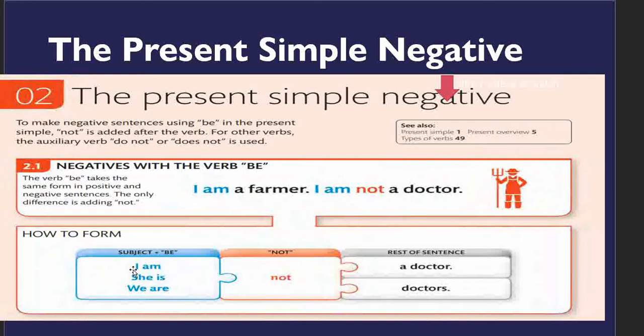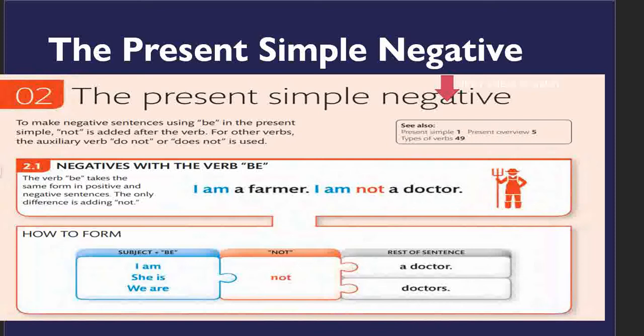Now let us read the sentences. I am not a doctor. She is not a doctor. We are not... I cannot say we are not a doctor because we means plural, means many. So we are not doctors, many. At this point, I request you to construct at least 3 sentences with I am, she is, we are, using not, and the remaining part of the sentence can change.